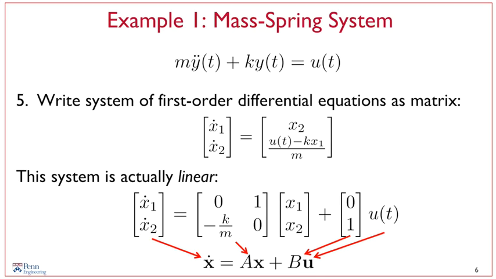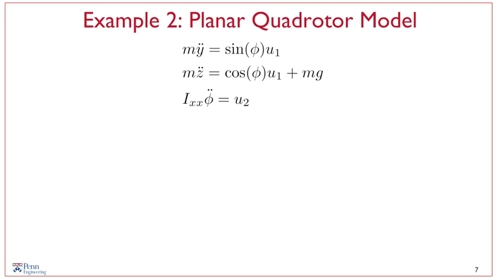We can demonstrate how to extend this procedure to higher order systems using the planar quadrotor model. From lecture, we know the planar quadrotor is governed by the following set of ordinary differential equations, which are written in terms of the variables y, z, and phi. Here, the highest derivative appearing in any differential equation is the second derivative, so this is still a second-order system.